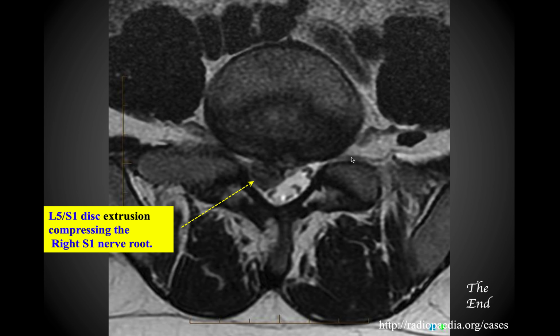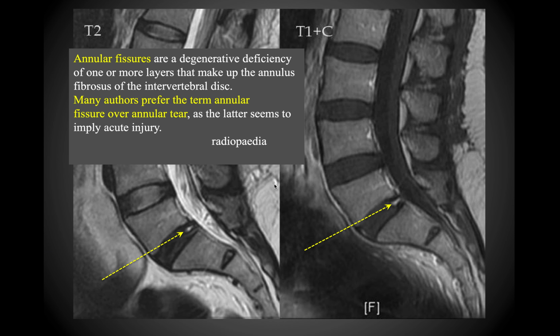Here we have another example of a disc herniation. In this case, it's a disc extrusion. So you can see how it has a narrower base relative to the dome of the herniation. And in this case, it's also compressing the right S1 nerve root.